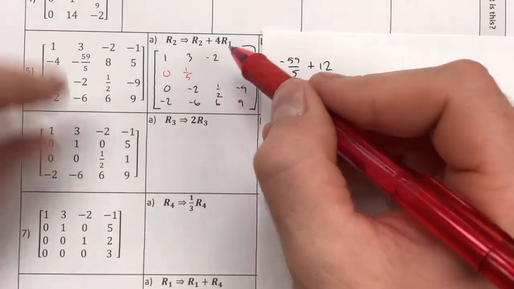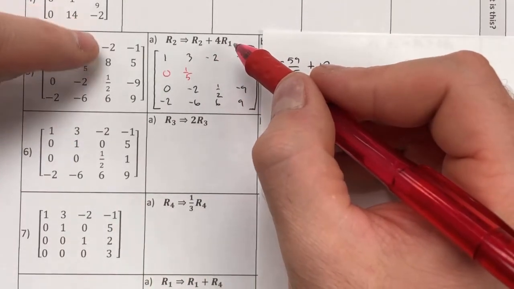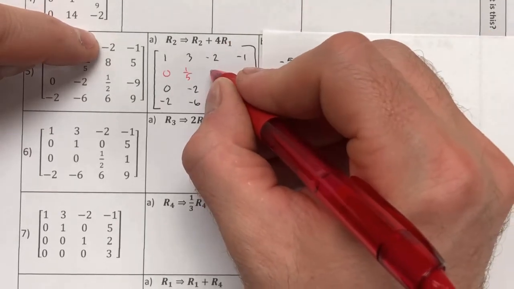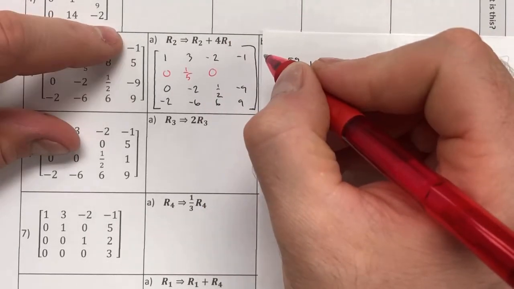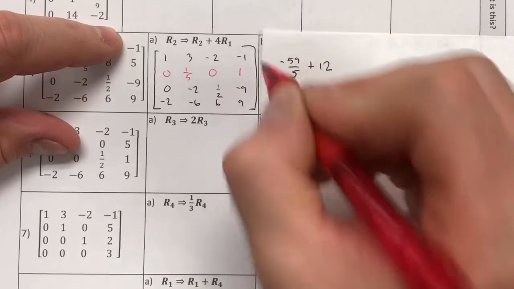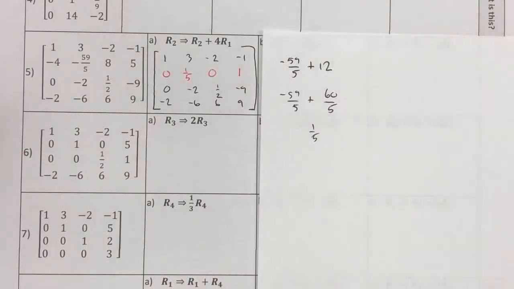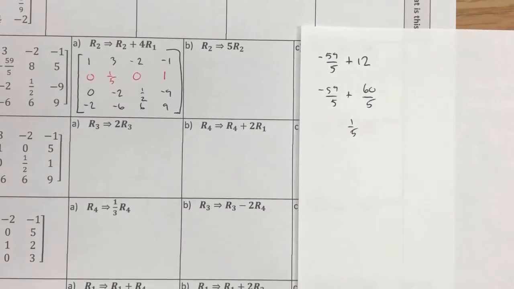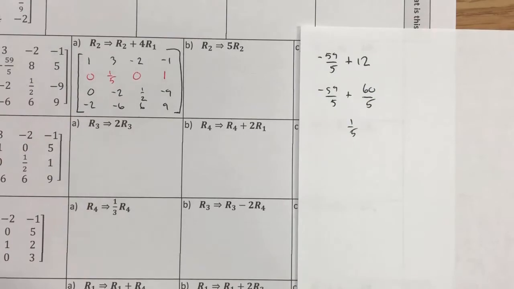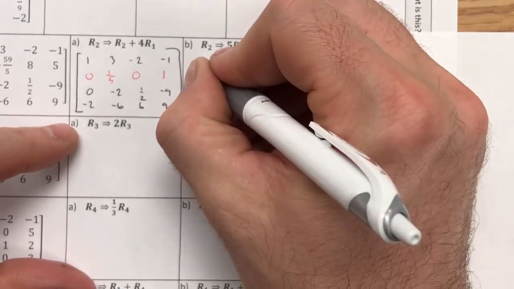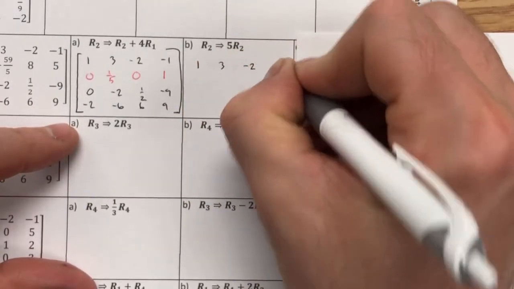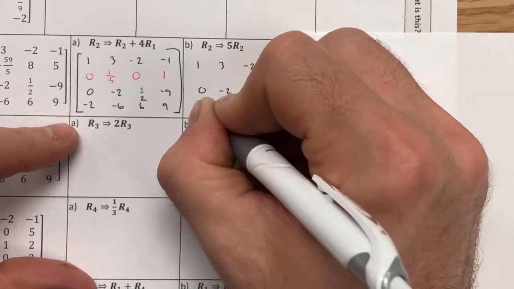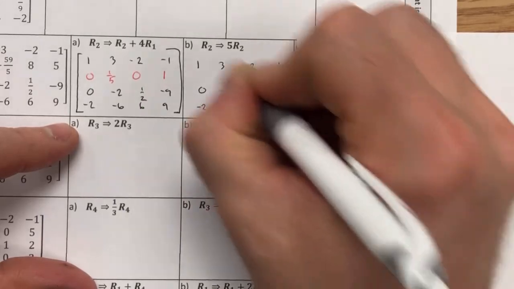I'm going to say, okay, row 2 plus 4 of the thing above it. So row 2 is 8 plus 4 of those. Well, 8 minus 8 is 0. Plus 4 of those, that's minus 4 is going to be 1. Awesome. If I move on to the next step, I see I'm only modifying row 2, so I'm going to copy down everything else. So 1, 3, negative 2, negative 1, 0, negative 2, 1/2, negative 9, negative 2, negative 6, 6, and 9.